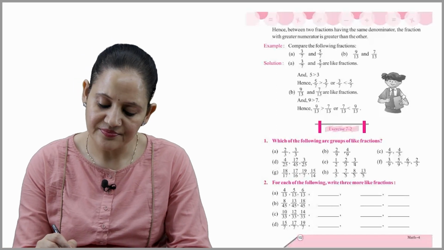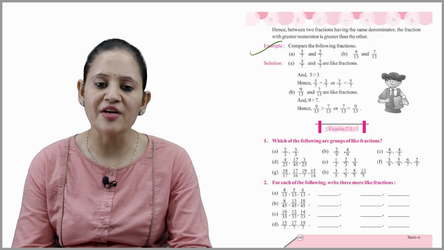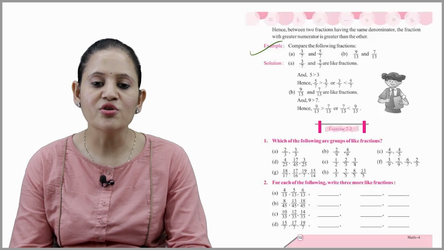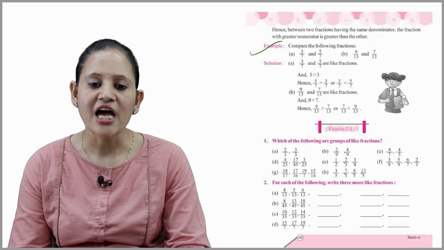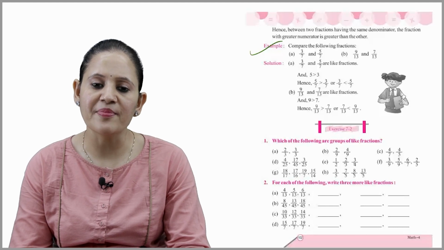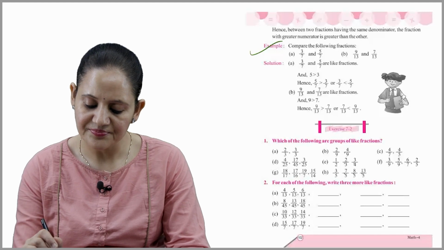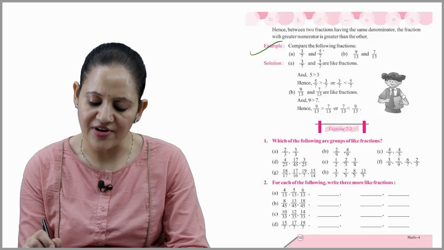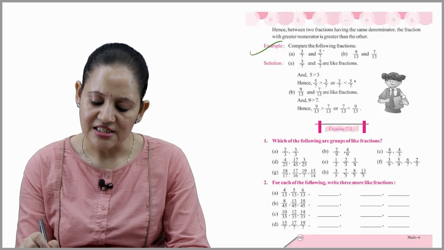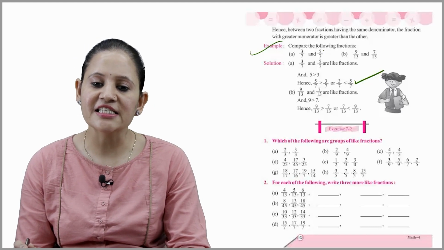Example लेते हैं. Compare the following fractions 3 by 7 and 5 by 7. Both are like fractions because denominator same है. So what we'll do? We'll compare the numerators. One has the numerator 3 and the other has numerator 5. As we know 5 is greater than 3, so 5 by 7 will be greater than 3 by 7. Clear? 5 by 7 and 3 by 7 में कौन सा greater हो जाएगा? 5 by 7 will be greater than 3 by 7, or we can say 3 by 7 is less than 5 by 7. Next is exercise 7.2.